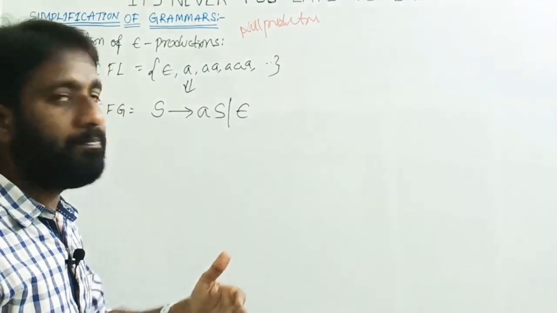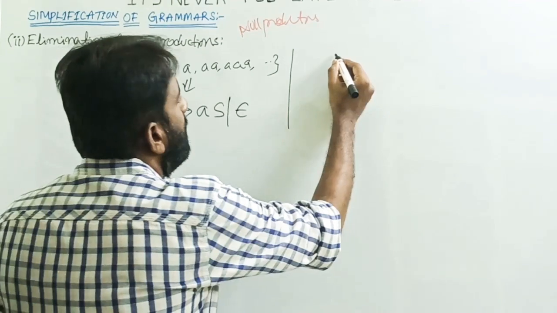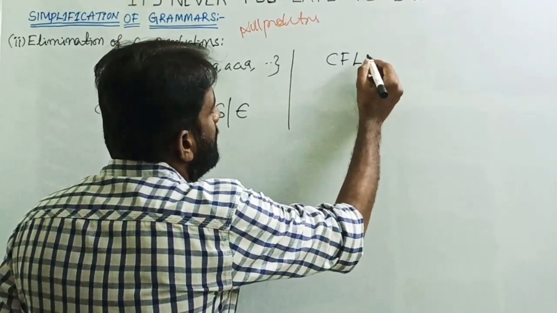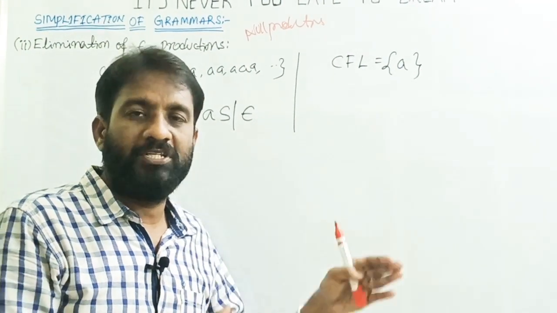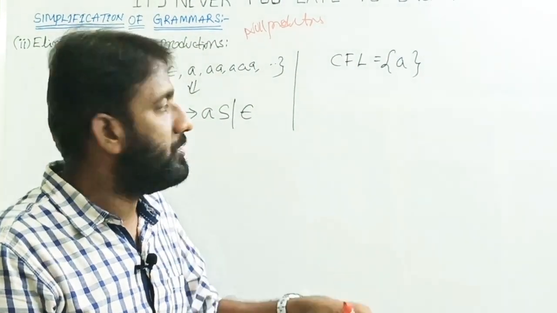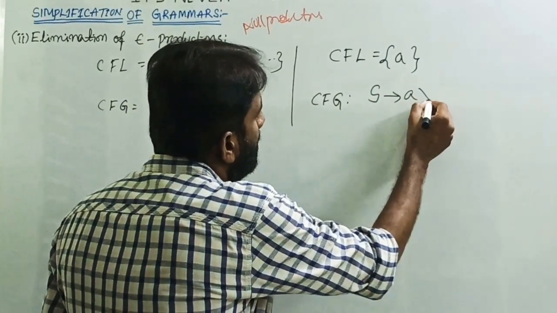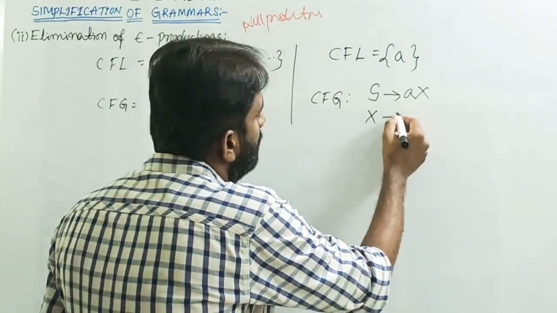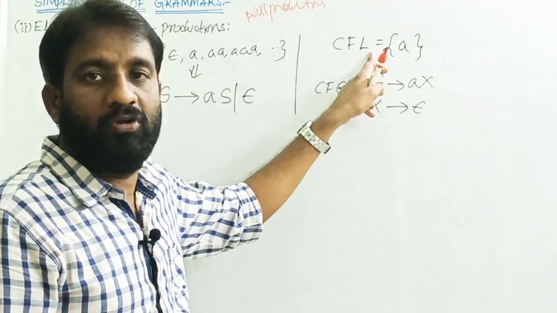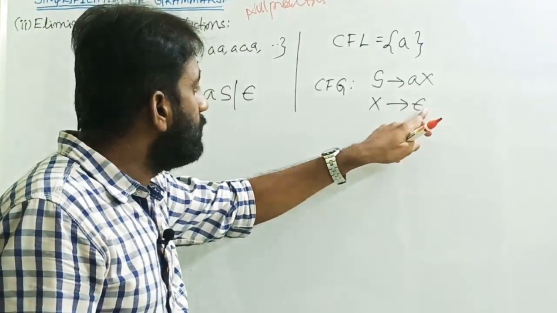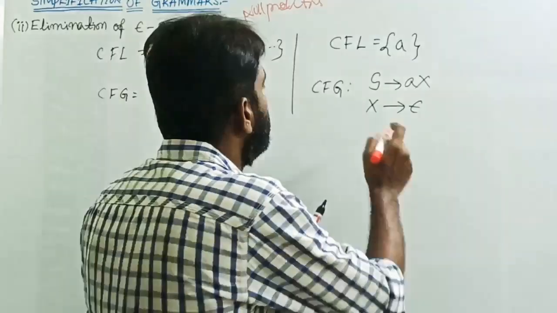For example, let's take one more context free language. Let's say the context free language is just a. Now I'm asking you to write the context free grammar that generates this language: S tends to aX, then X tends to epsilon. Now there is no epsilon in the language, but I wrote the grammar including epsilon. In this case you can remove epsilon from this production.